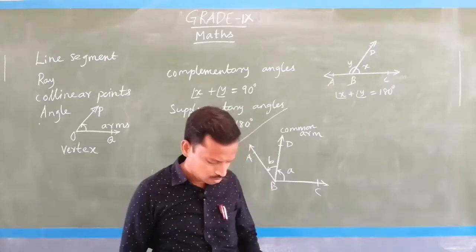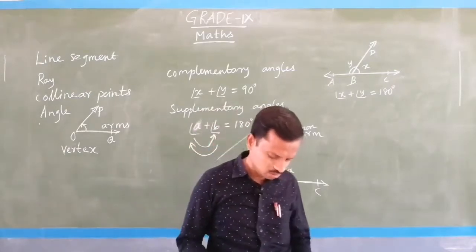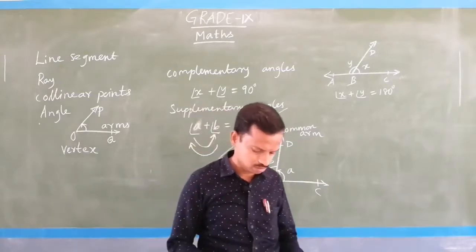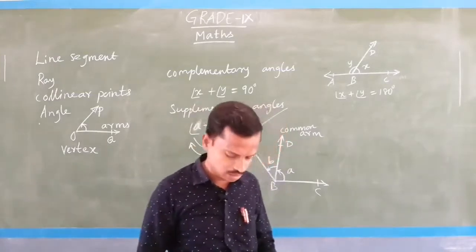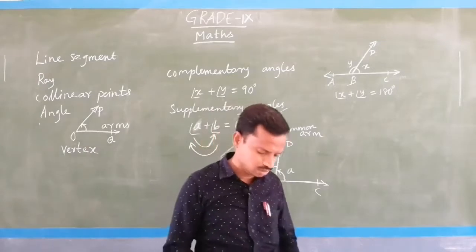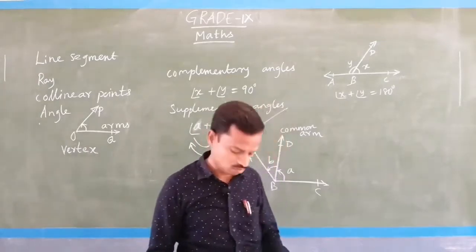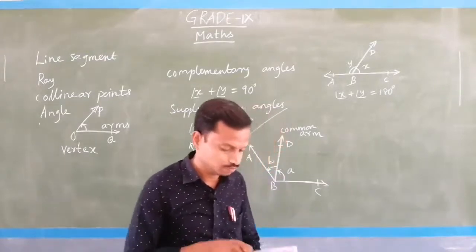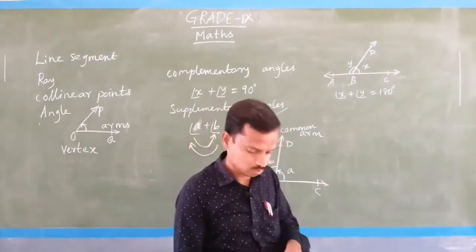vertically opposite angles, that is VOA, I already told you. Vertically opposite angles are formed when two lines intersect each other, A, B and C, D, then vertically opposite angles are formed. So, that alone you write, and then we move to the exercise 6.1.